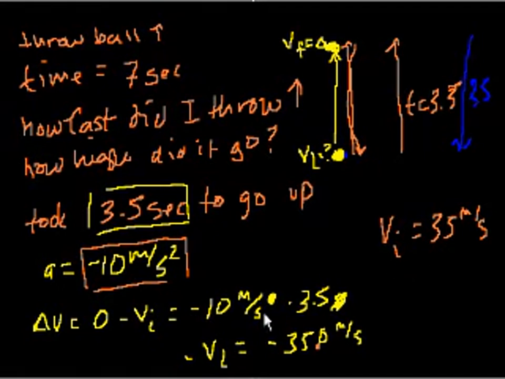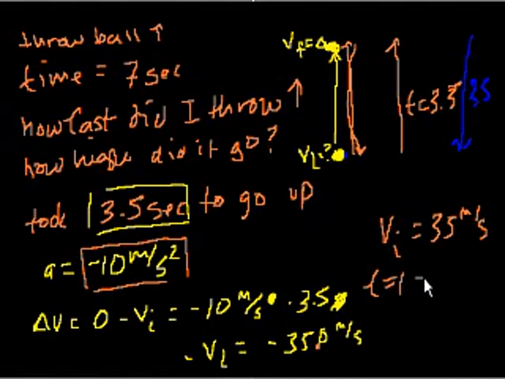If that confuses you, use the formula. But I want to give you a sense that you can kind of just use your intuition, right? Every second it travels in the air, it's getting 10 meters per second slower. It took 3.5 seconds to go from whatever speed you threw it at to 0. So it must have started off at 35 meters per second, right?